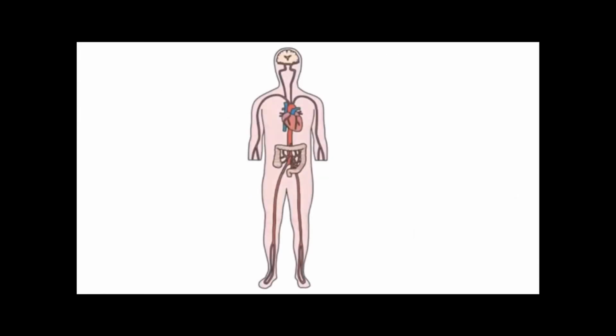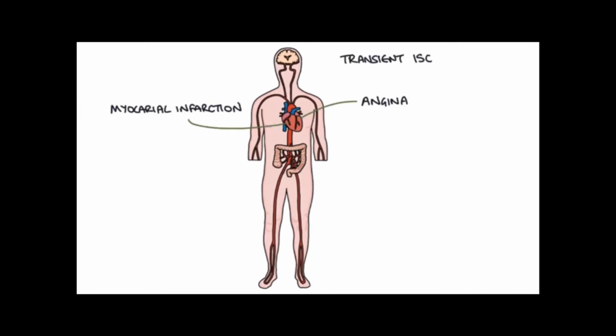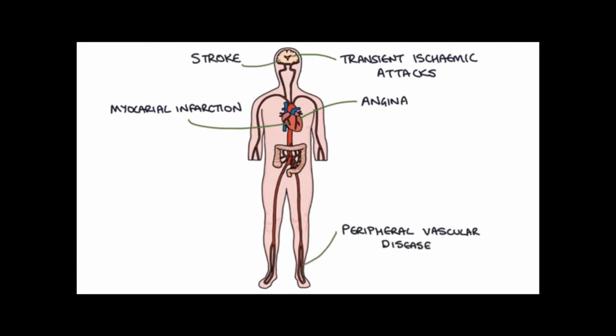So what are the end results of atherosclerosis? Well, this is really when somebody has established cardiovascular disease. So there's things like angina, myocardial infarction, transient ischemic attacks, strokes, peripheral vascular disease, and chronic mesenteric ischemia, when there's not enough blood flow to the bowel.